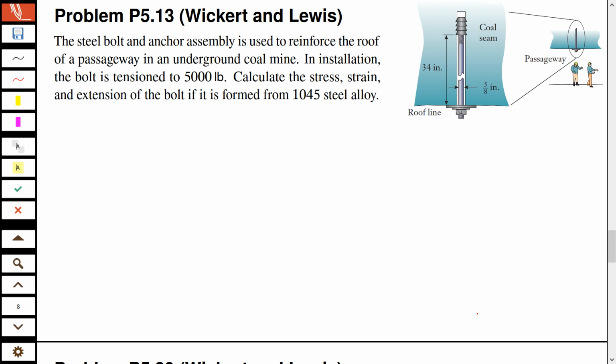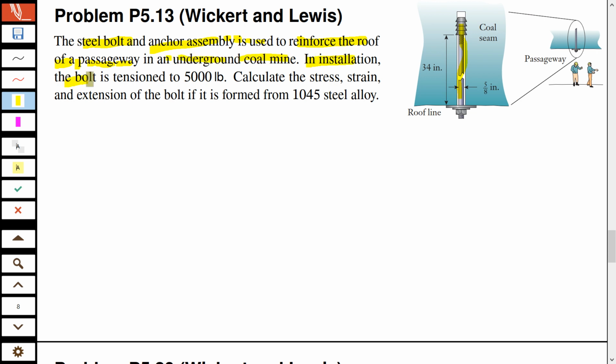This is another straightforward problem. The steel bolt, this is the steel bolt, and anchor assembly is used to reinforce the roof of a passageway in an underground coal mine. अब ये details हैं.